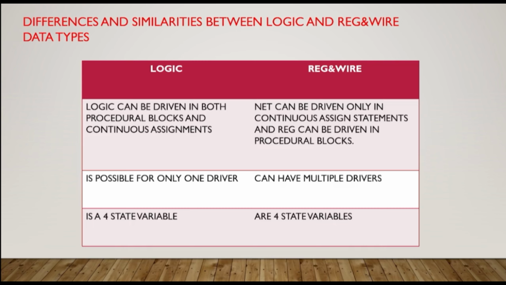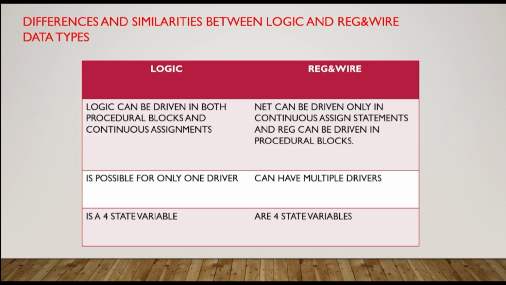Coming to the dissimilarities or differences between logic and reg and wire. Logic can be driven in both procedural blocks as well as in continuous blocks. This is the major disadvantage when it comes to reg and wire data types. Why is it? Because in Verilog, the reg data type can't be used for continuous assignment statements. That means we can't drive reg for continuous assign statements. And in procedural blocks, like when you are using an always or initial block, you can use only reg.